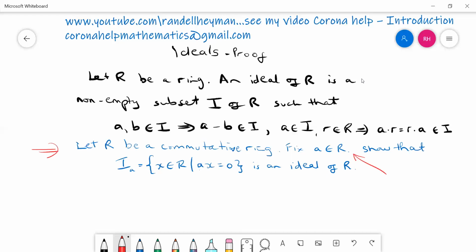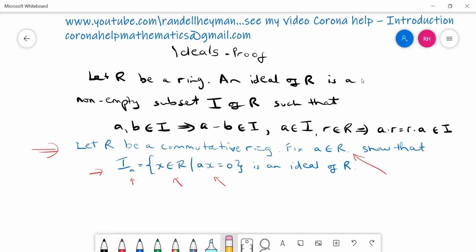And then show that this set, which they've called I to suggest it's an ideal, with this little a down the bottom, because if I fixed a different a when I was doing the problem, then the a would change. So what is it? It's all the x's that are in the ring where if you multiply a times x, you get 0. So I'm thinking 17. Okay, so 17 times x has to be equal to 0.